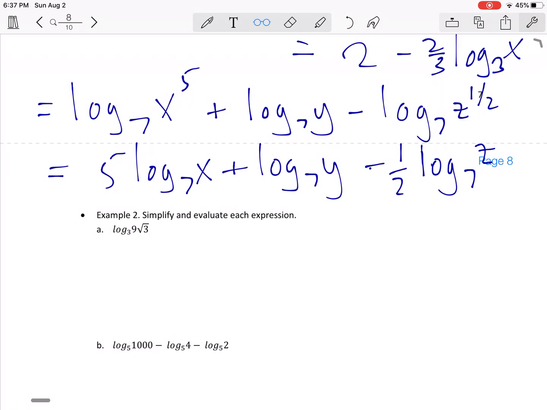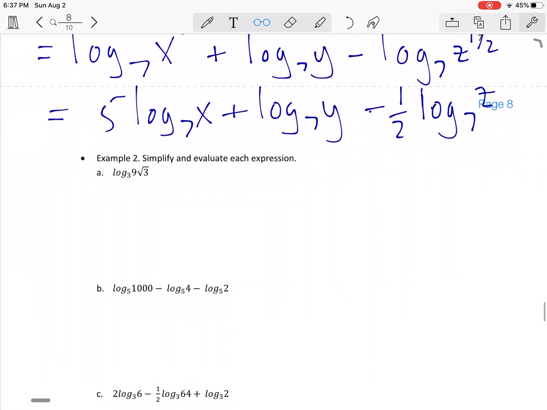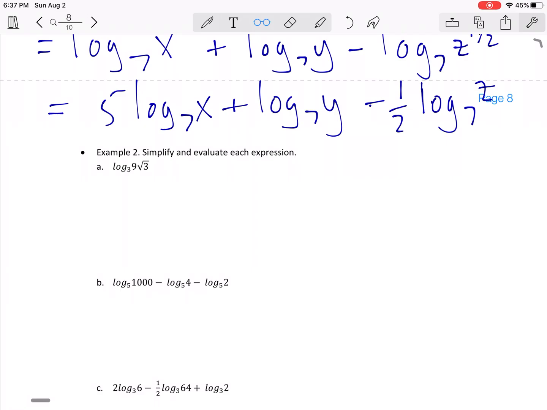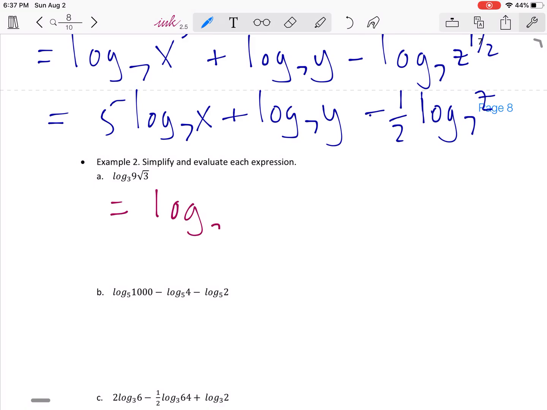Okay, and now here we were just working with variables. If we're working with numbers, we can evaluate using the logarithm and exponent laws. So this one here is going to be log 3 of 9 plus 1/2 log 3 of 3. Where I'm getting the 1/2 from, the 1/2 is the square root of 3.